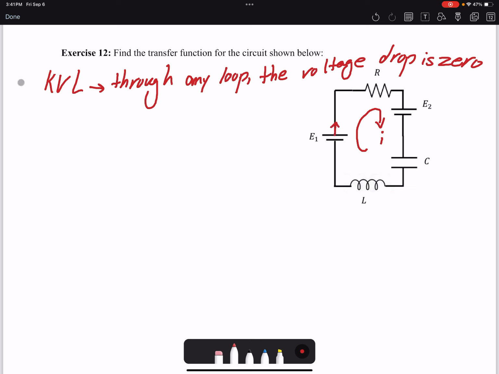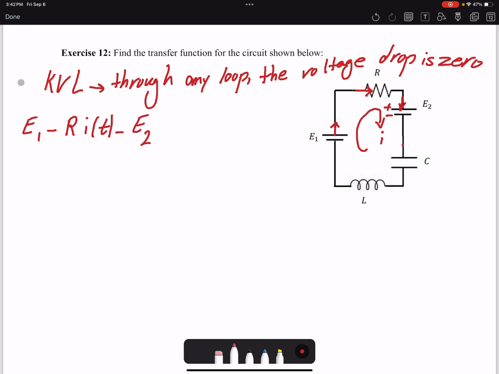So I have E1. I go through this resistor. When we are going in the direction of the current, we are losing voltage. So here would be negative R i(t). First I write it in time domain and then I will take a Laplace to go to Laplace domain. And then I will go through this. I'm going from positive side to the negative side, so I will lose voltage here again. It would be negative E2.